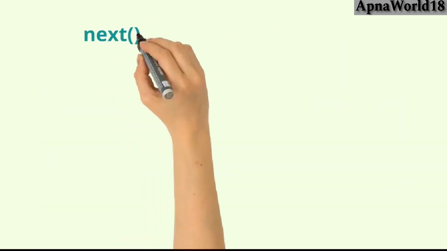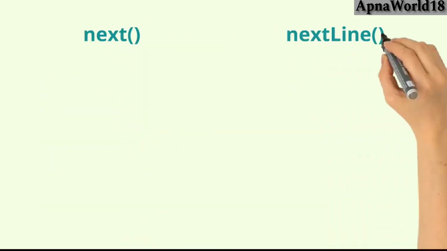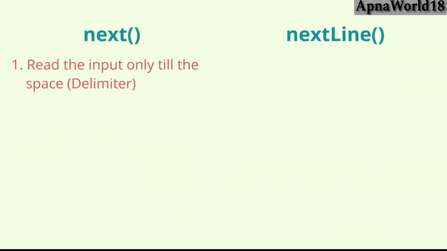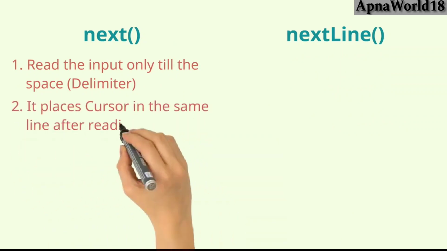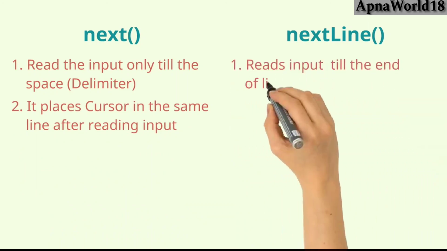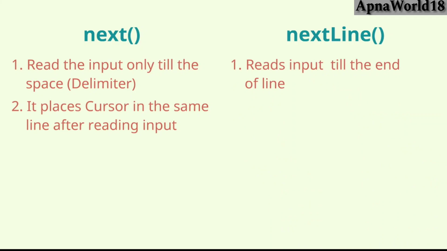So what is the difference between next and nextLine? next can read the input only till the space. It can't read 2 words separated by space. Also, next places the cursor in the same line after reading the input. nextLine reads input including the space between the words. That is, it reads till the end of the line and then takes the cursor to the next line.